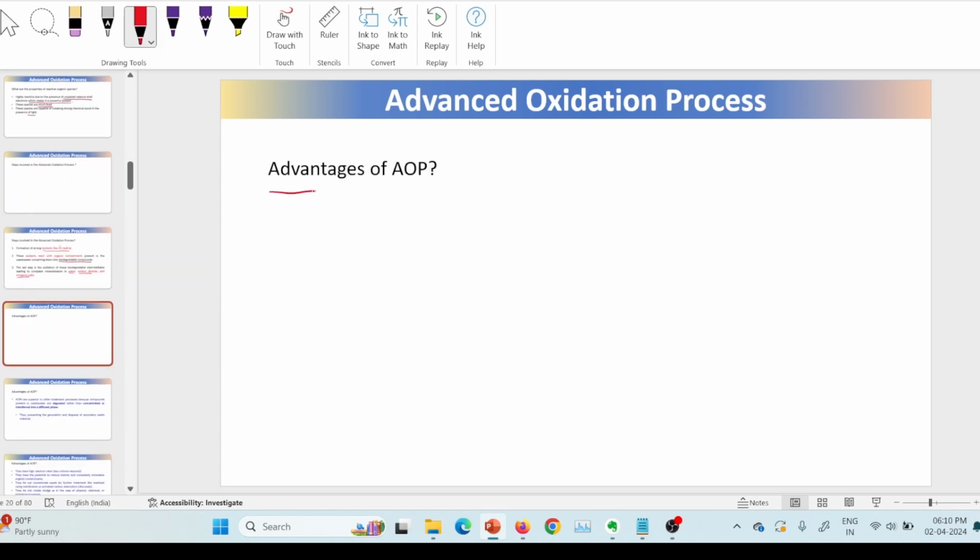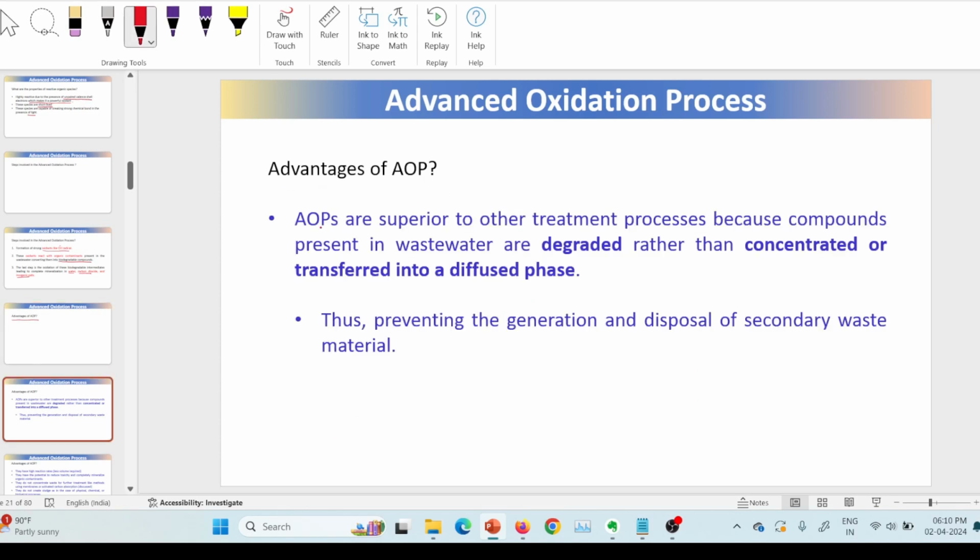What are the advantages of AOP? AOPs are superior to other treatment processes because compounds present in wastewater are degraded rather than concentrated or transferred into a diffused phase. So, like if you remember about carbon adsorption, it was concentrated. So all the pollutant was not degraded, rather it was concentrated.